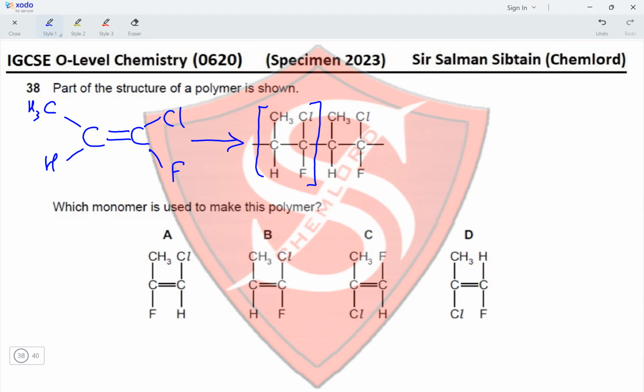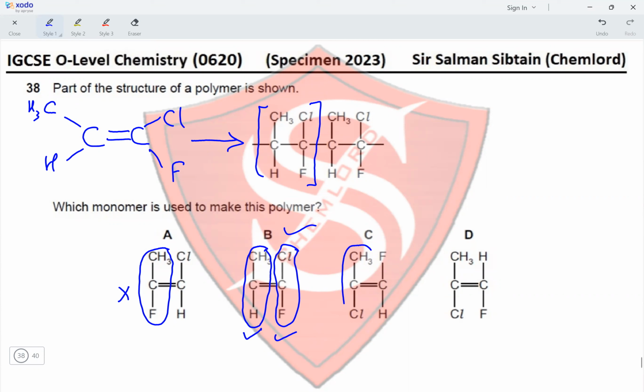So in option A, the one with CH3 has fluorine attached to it, making it incorrect. In option B, we've got CH3 and hydrogen on one carbon atom, chlorine and fluorine on the other carbon atom. So this is the correct option. In option C, we've got CH3 attached to the same carbon to which chlorine is attached, making it incorrect. And in D also, we have got CH3 attached to a carbon to which chlorine is attached, making it incorrect. Therefore, the correct option for this question is option B.